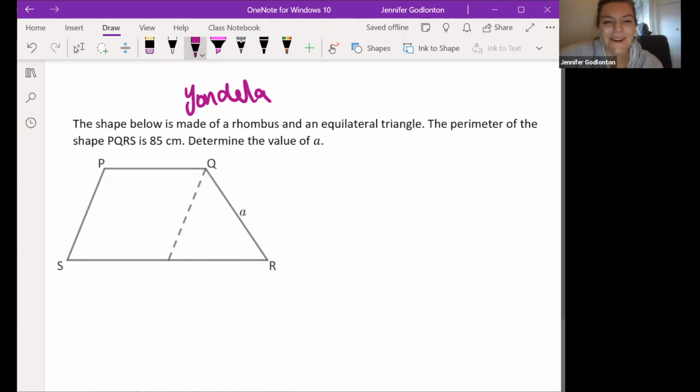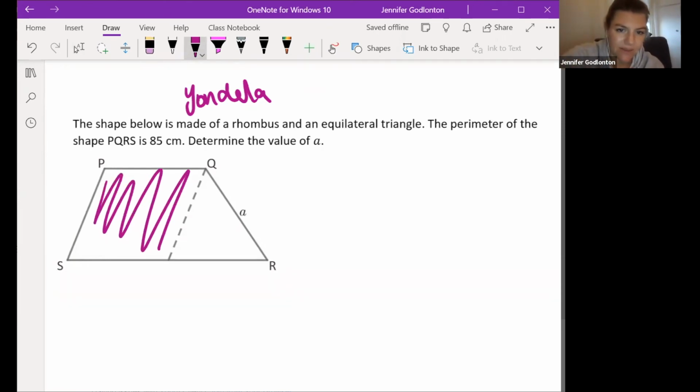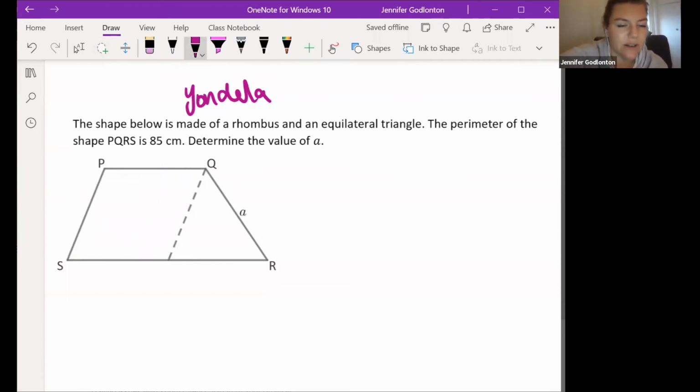Okay, the shape below is made of a rhombus. So that's this part over here. That's my rhombus. And an equilateral triangle. What does an equilateral triangle mean? What does it mean for something to be an equilateral triangle? All sides are equal. Good. That means that this side is equal to this side, which is equal to that side.